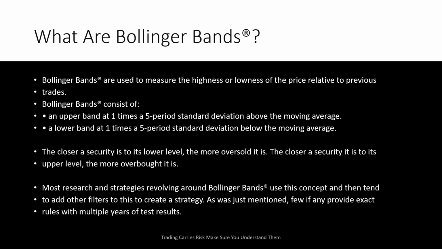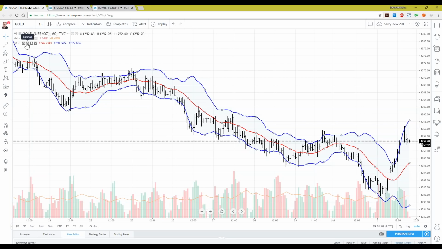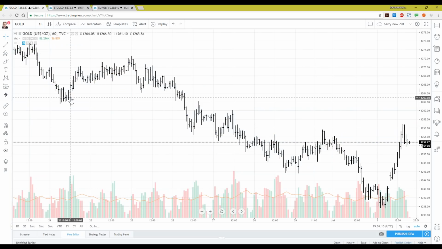So let's take a look at how we put Bollinger Bands on a chart and the lines involved in a Bollinger Band. And then we're going to go back and understand where these come from. So let me pop up. Here we go. This is a gold chart. And let me hide the Bollinger Band. This is a standard gold chart, 1 hour chart of gold trading this evening.